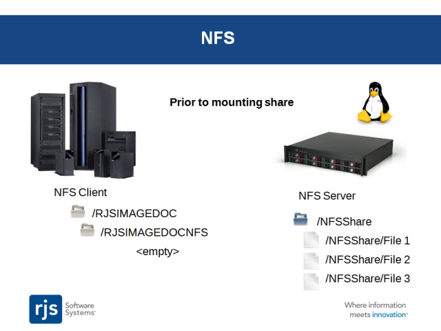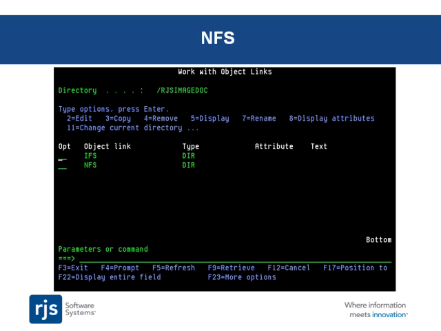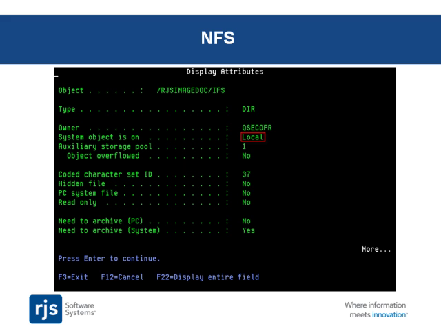In the same way, when you mount a remote NFS share, that share is mounted over an existing folder on the IFS. For our examples in subsequent articles, we'll be working with the IFS path RJS image doc NFS. The share will be mounted over the NFS subfolder, while the RJS image doc folder will remain local. If you try to mount an NFS share and you're not certain if it took, you can check easily using the worklink command and putting in option 8 on the folder in question. It will normally display local, but if a remote file system is mounted at that path, it will display remote.